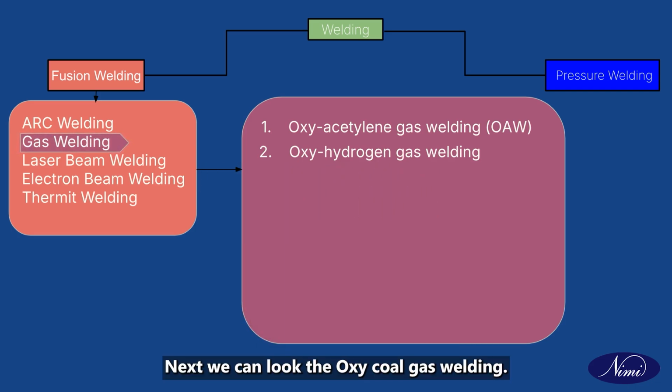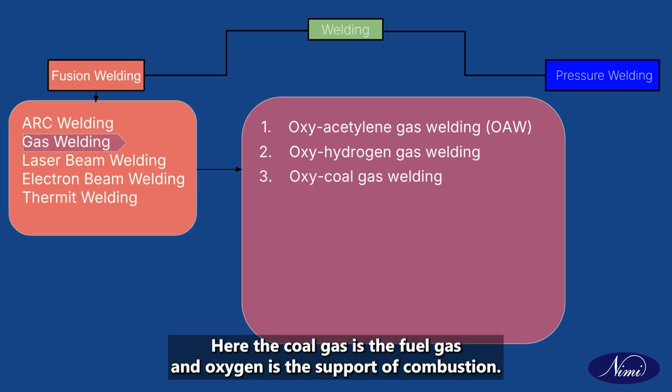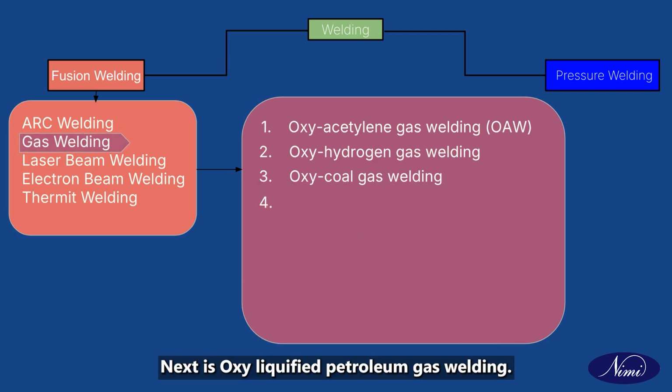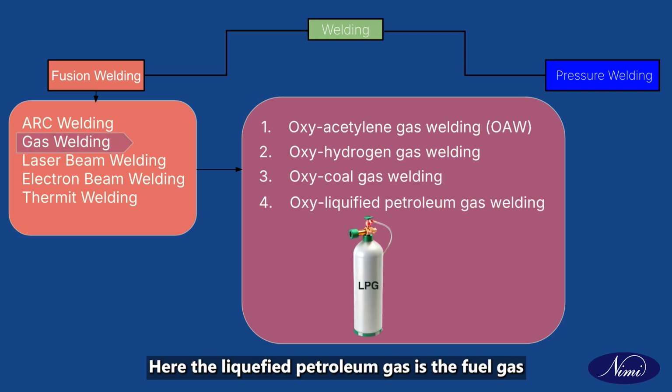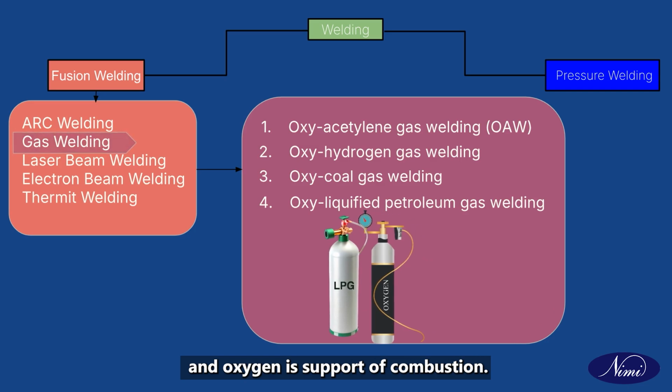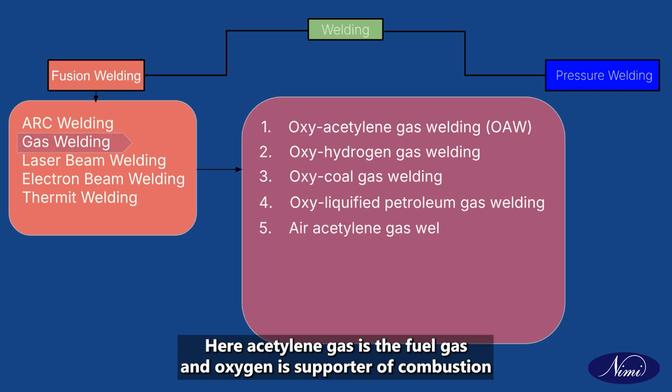Next, we can look at the oxy-coal gas welding. Here, the coal gas is the fuel gas and oxygen is the supporter of combustion. Next is oxy-liquefied petroleum gas welding. Here, the liquefied petroleum gas is the fuel gas and oxygen is supporter of combustion. Next is air acetylene welding. Here, acetylene gas is the fuel gas and oxygen is supporter of combustion.